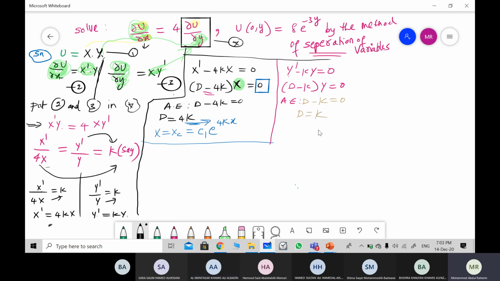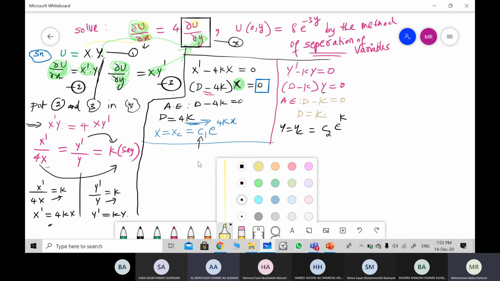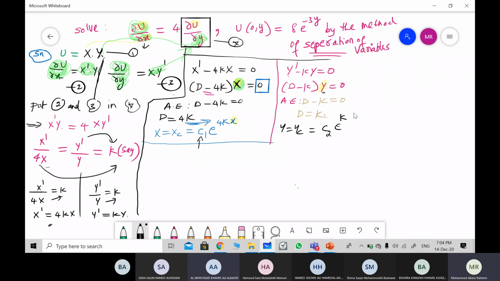Now how much I need to write here? For y, yc. Already C1 is used, you cannot use the same. So you write C2 e power, the root is k. K, how much here? Here, if you see, for x, capital X, small x. For y, capital Y, how much here? Small y. Okay, like that.